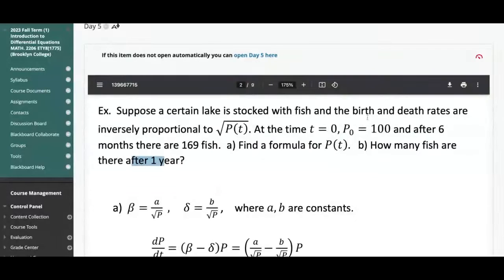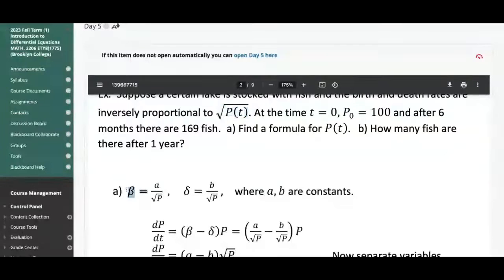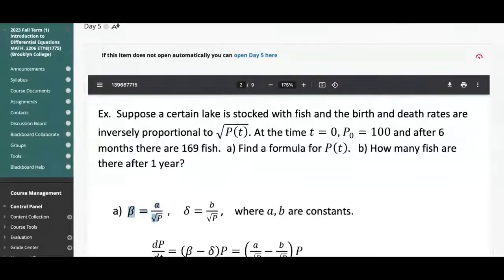So we're told that the death rate and the birth rate are inversely proportional to square root of P. So the birth rate, beta, because the beta looks like a B, birth rate equals some number, like a scalar, over square root of P. Why? Because it's inversely proportional. You could think this is just A times 1 over square root of P.